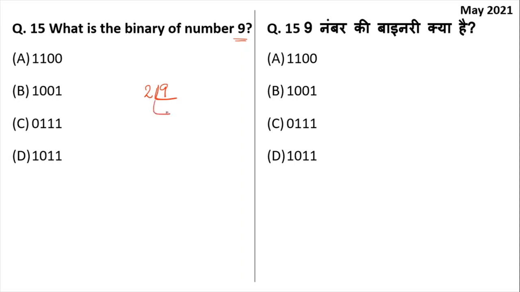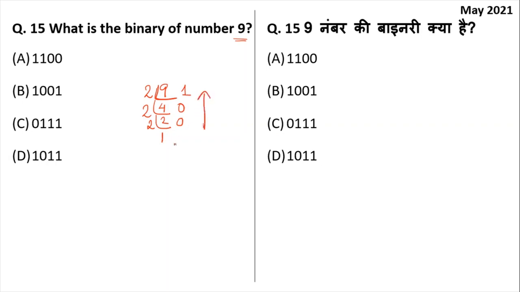So what will be the quotient? The quotient will be 4 and the remainder will be 1. Okay? 2 fours are 8 and the remainder will be 1. Again, divide 4 by 2. You will get quotient 2, remainder 0. Then again, divide 2 by 2, you will get quotient 1 and remainder 0. So here, whenever you are writing, the answer will be in reverse order, okay?